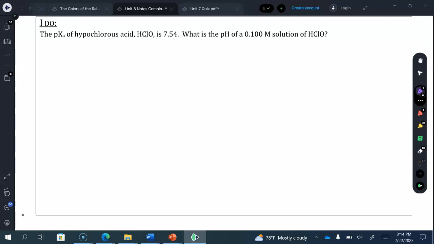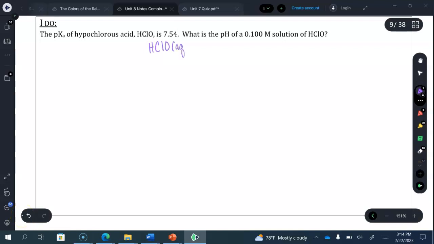So we would start by writing our dissociation expression, the chemical equation for the dissociation of hypochlorous acid. The acid reacts with water, and it's an equilibrium process to form the hydronium ion and hypochlorite.